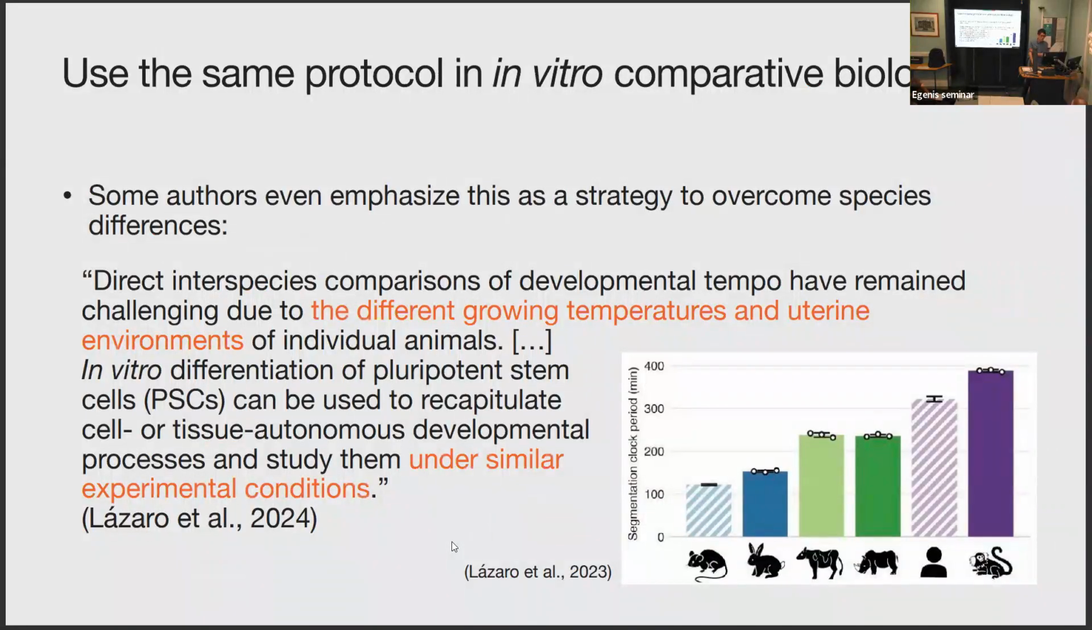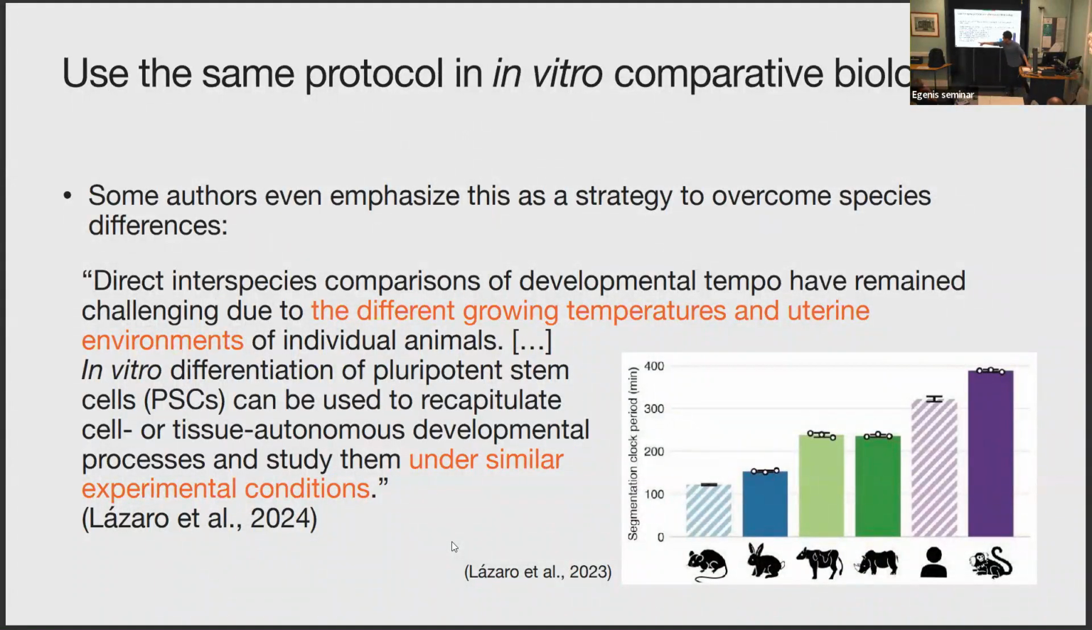But before that, some researchers working in this area even emphasize this as a strategy to overcome species differences. This is not a case in cellular anthropology, but it is still a case of in vitro comparative biology. This group of researchers generated in vitro models derived from mouse, rabbit, cattle, rhinoceros, human, and marmosets. They are interested in how developmental tempos are regulated differently in different mammalian species. And as is obvious to you, these mammalian species have radically different body sizes and very different lifespans. But they want to learn something about something in common.